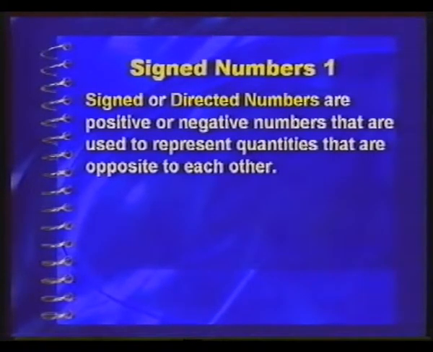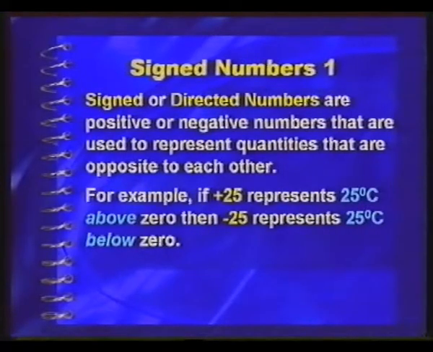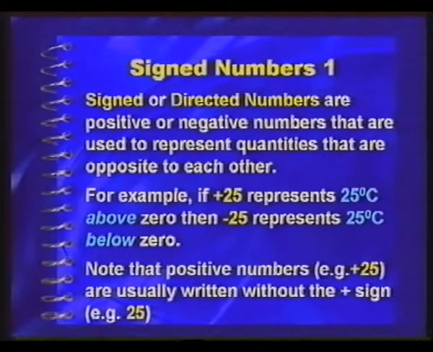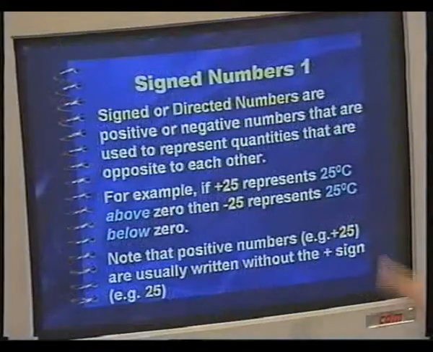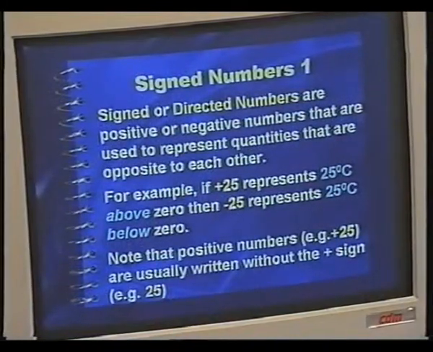Signed or directed numbers are numbers that are positive or negative, and they are opposites. For instance, I've got an example here. Plus 25 means 25, or could mean 25 degrees above 0. And if you then talk about negative 25, it represents 25 degrees below 0. Won't happen, of course, in Australia. Notice that we sometimes write the number without the plus sign. It can be a bit confusing. Actually, it happens with the negative sign as well.